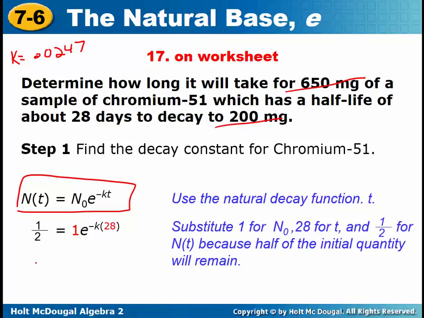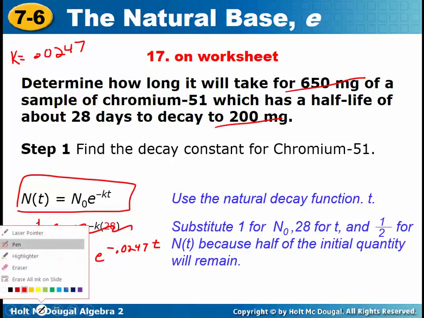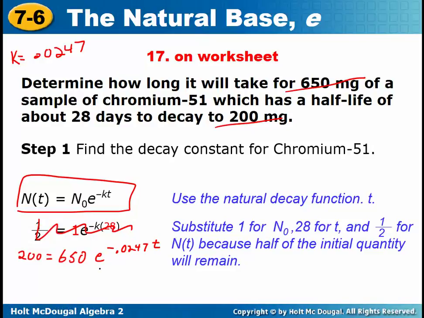So I will ignore this for now. I'm going to put N of t, that's the 200. That's what I want to find out, when it's going to reach that point. N sub 0 is the 650. And e is e to the negative 0.0247t. So we're looking for t. Again, we're looking for a variable that's in an exponent, so we can take the log of both sides. Since we're dealing with e as our base, we'll use the natural log of both sides.